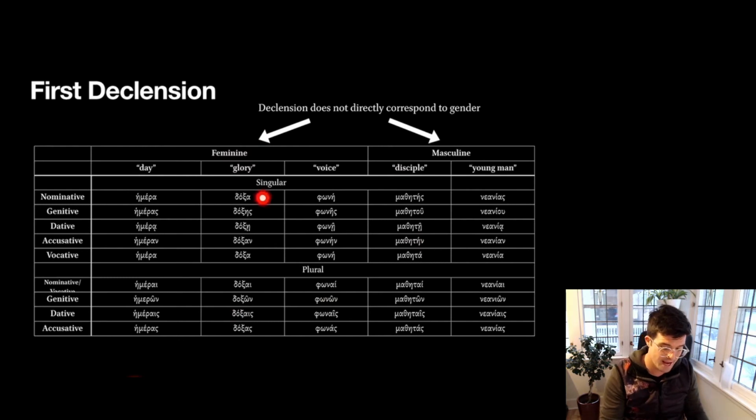Once you do that, you'll see quite a bit of similarity to the feminine first declension forms here, so that your memorization of the definite article will assist you in being able to recognize these for parsing and for translating sentences. Just another reminder here that declension is not directly correspondent to gender. While most first declension nouns are going to be feminine nouns, there are some first declension masculine nouns, and mathetes and neanias are one or two examples of this.